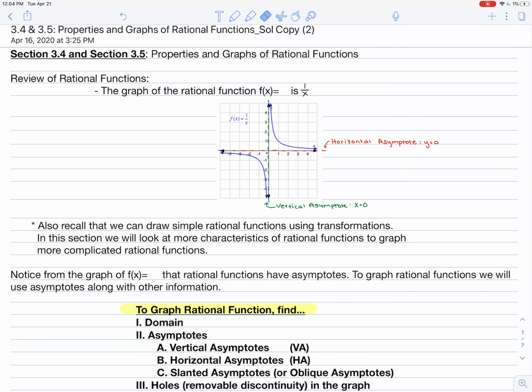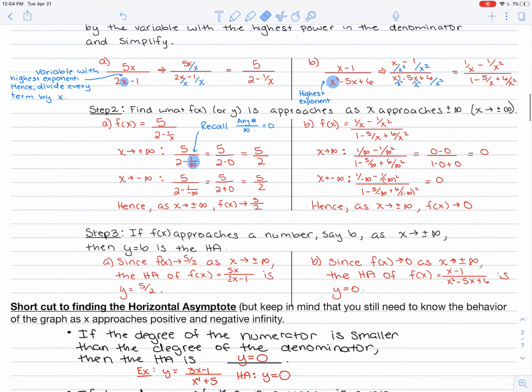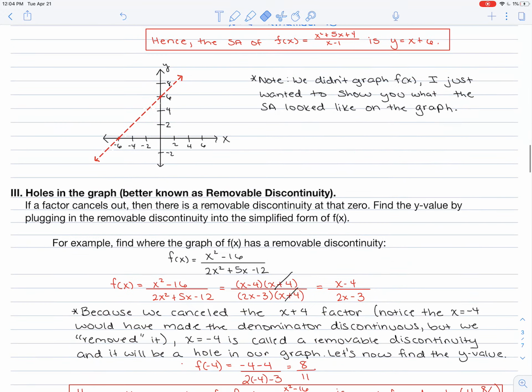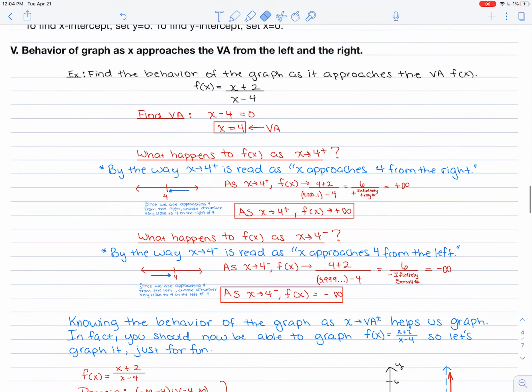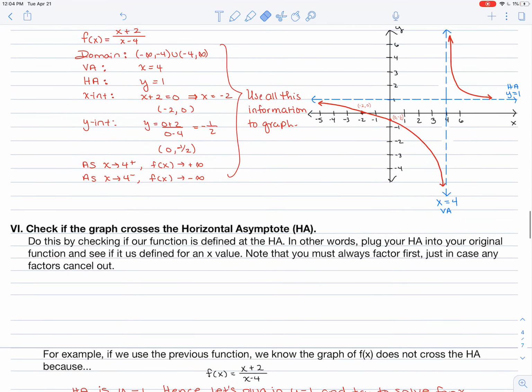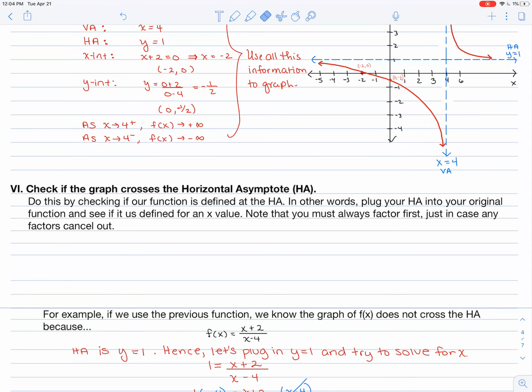Section 3.4 and Section 3.5, Properties and Graphs of Rational Functions. Last time we left off on looking at the behavior of the graph as we approach the vertical asymptote from the left and the right. And if you recall, I mentioned that it is possible that the graph can cross the horizontal asymptote. So how do we do that?